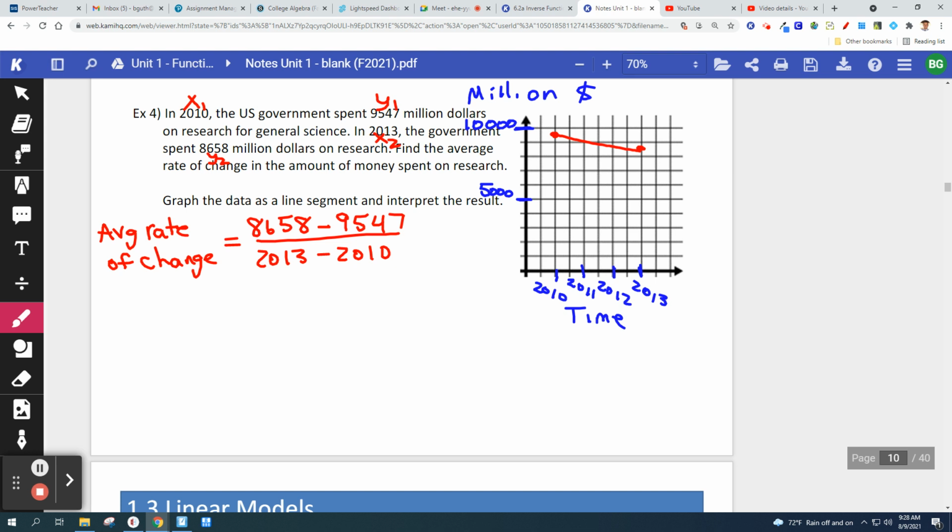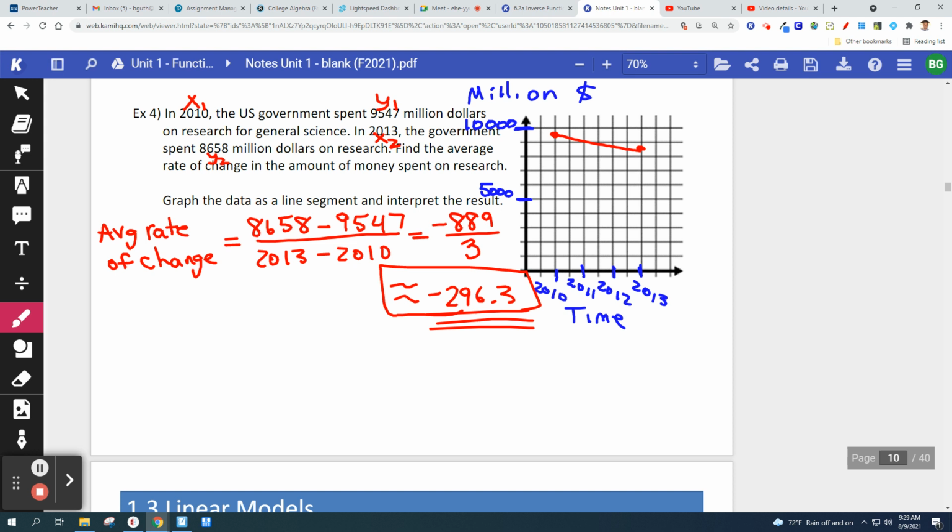So subtracting, you're probably going to want a calculator for this. All right. I've already done this ahead of time. So if I subtract those numerators, 8658 minus 9547, I get negative 889. On the bottom, 2013 minus 2010 is 3. And so there's my slope. But that's kind of a hard number to understand. So I would go ahead and type that in on the calculator. Negative 889 divided by 3 gives me approximately negative 296.3. That's my average rate of change. Let's box it just to be consistent.